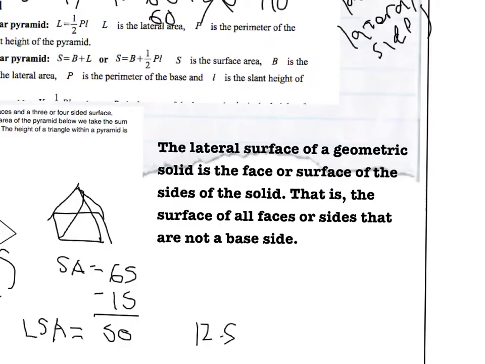So as a reminder, the lateral surface area of a geometric solid is the face or surface of the sides of the solid. That is, the surface of all faces or sides that are not a base. So we just subtract our base. To get regular surface area, we don't subtract the base, we keep the base.